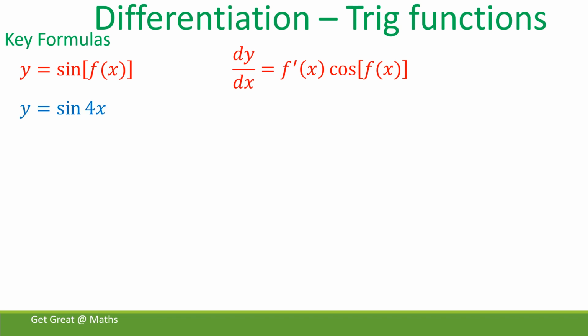An example of this is y equals sine of 4x. The differential of 4x is 4, so dy by dx is 4 cos 4x.